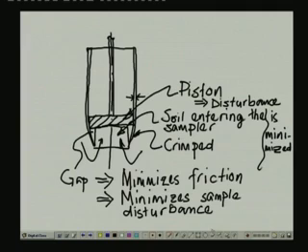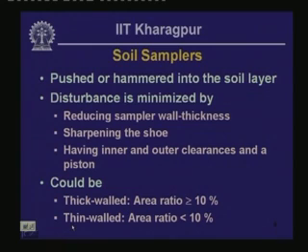Okay, so what are the measures then? We have to have a thin walled sampler, with a relatively large diameter in comparison with the wall thickness of the sampler. We need to have a minute inner clearance, so that the friction between the soil getting into the sampler and the sampler wall is minimized, and we want to have a piston inside the sampler which prevents soil from outside the outer diameter of the sampler from getting into the sampler. All these measures minimize the disturbance imparted to the soil sample.